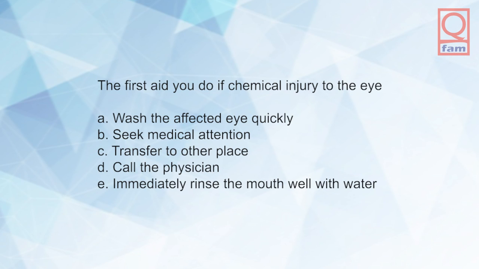The first aid you do for chemical injury to the eye. A. Wash the affected eye quickly. B. Seek medical attention. C. Transfer to another place. D. Call the physician. E. Immediately rinse the mouth well with water. The answer is A. Wash the affected eye quickly.